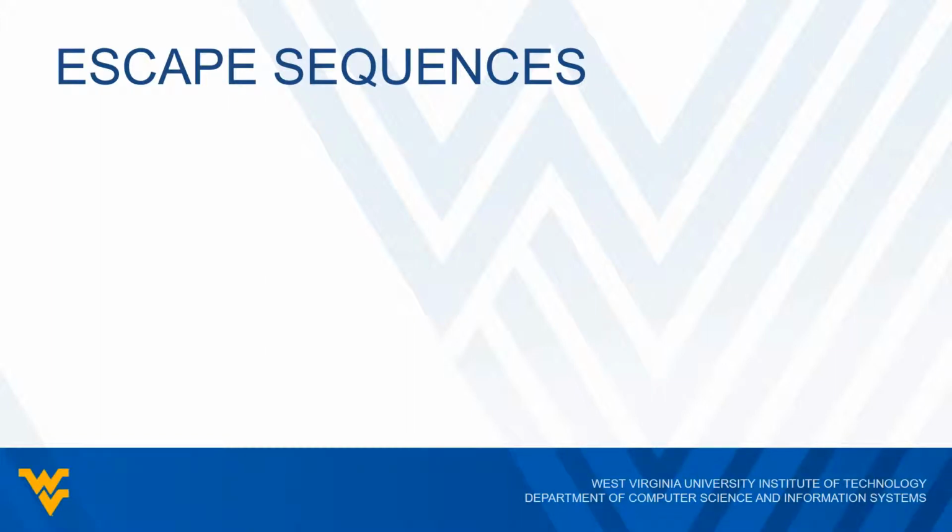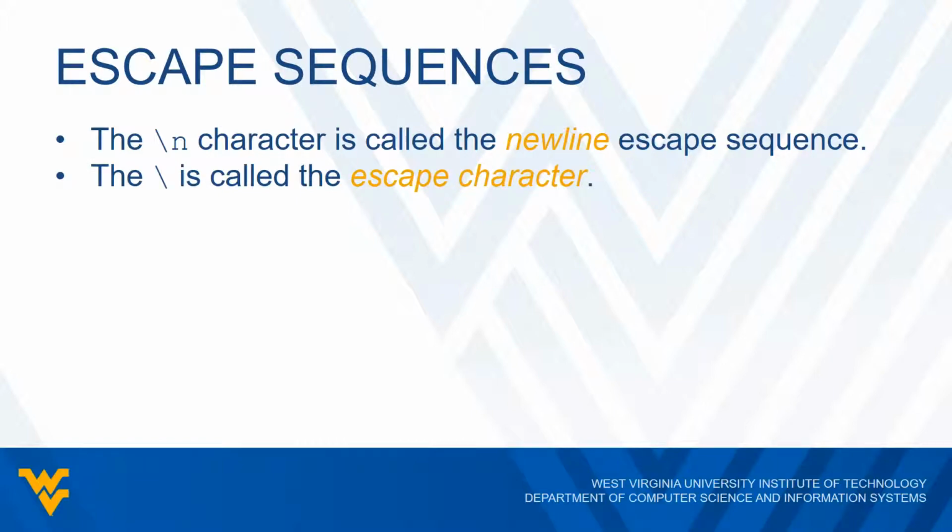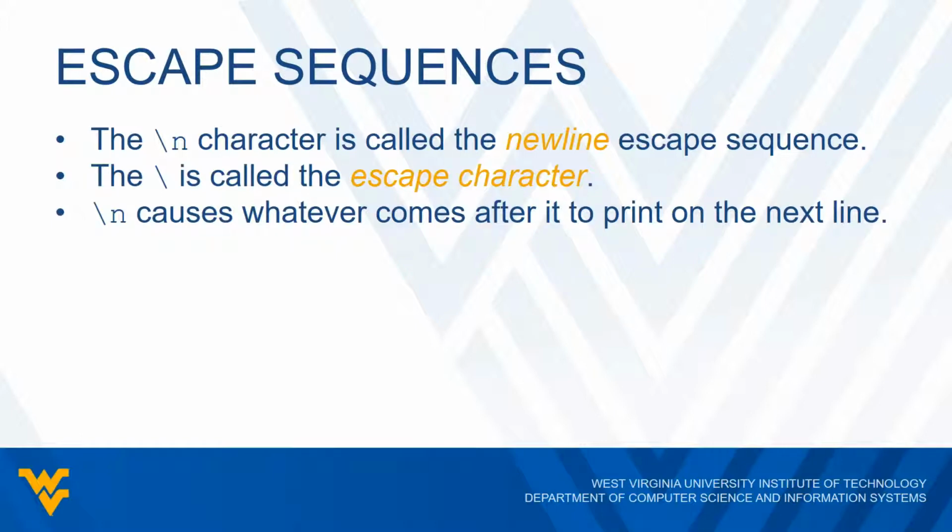So let's take a look at escape sequences, or specifically we'll take a look at one, the \n character, which is also called the new line escape sequence. In general, if I use a backslash, it's called the escape character, and I could put very specific characters after the backslash to create an escape sequence. For now, we're just going to focus on the \n. And what this does is it just takes whatever comes afterwards to print on a new line.